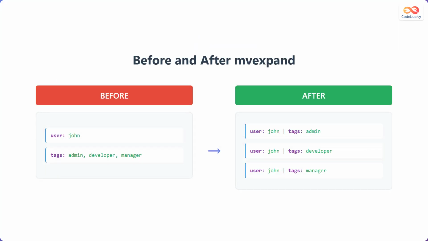Let me show you how mvexpand transforms your data. Before using mvexpand, you might have a single event where the user field contains John, and the tags field contains admin, developer, manager as a multi-value field. After applying mvexpand to the tags field, you get three separate events. The first event has user John and tags admin. The second event has user John and tags developer. The third event has user John and tags manager. Notice how each tag value now exists in its own separate event.